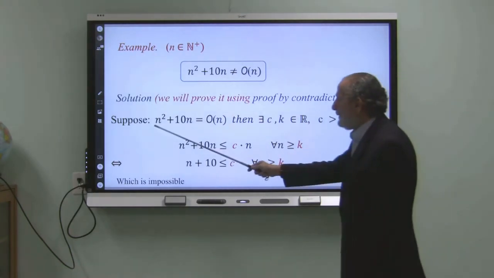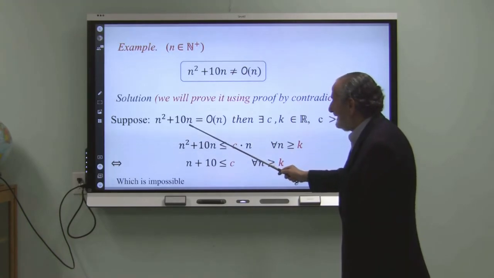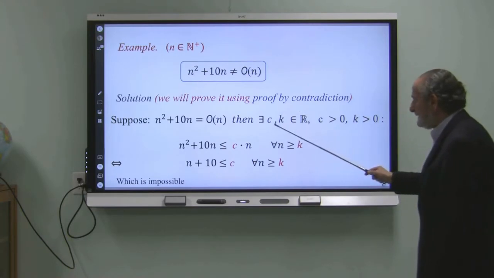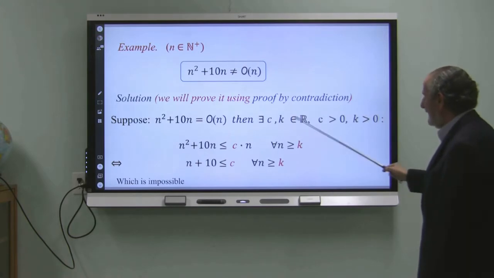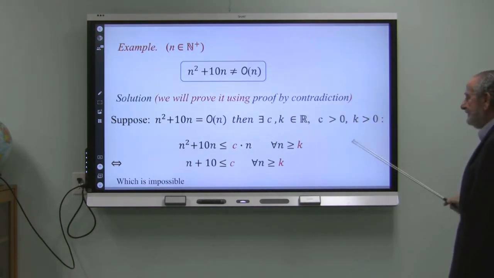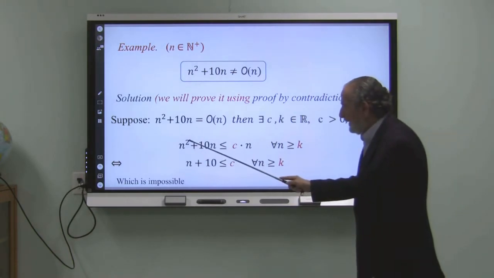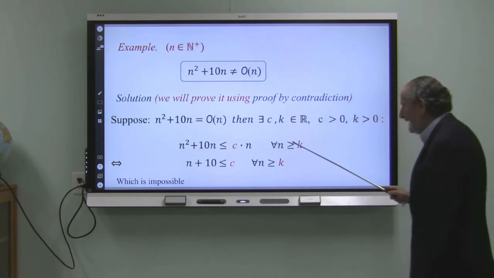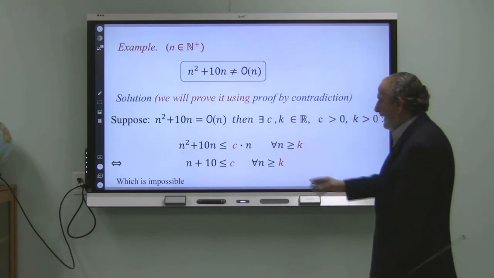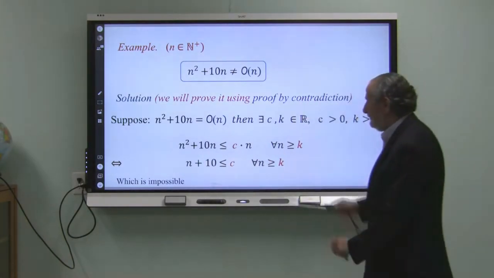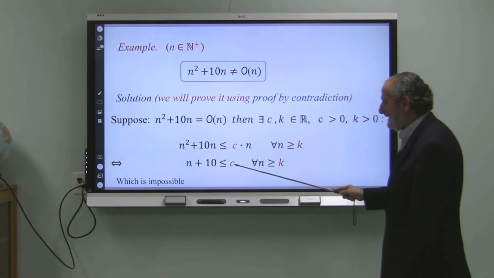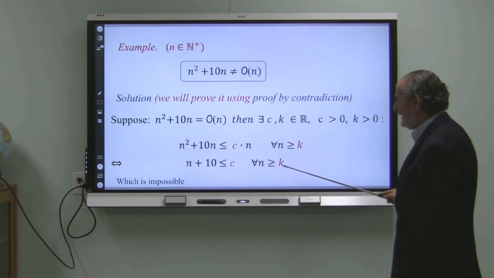So I'm going to assume that n squared plus 10n is big O n. Then what happens? Then I can find a c and a k. This means they exist, okay? A c and a k in R, c is positive, k is positive, such that n squared plus 10n is less or equal than c times n for any n greater or equal than k. So now I'm going to simplify by n, here and here and here, so I get n plus 10 less or equal than c for any n greater or equal than k.